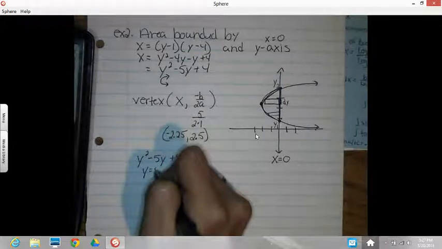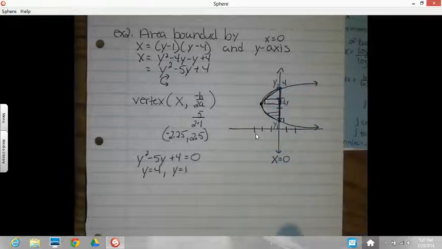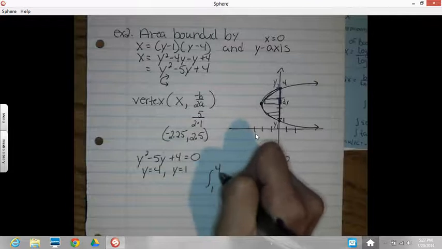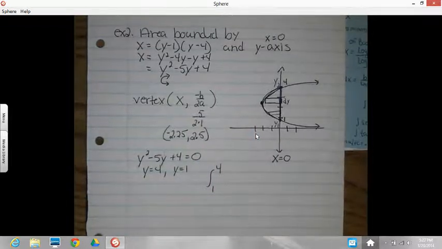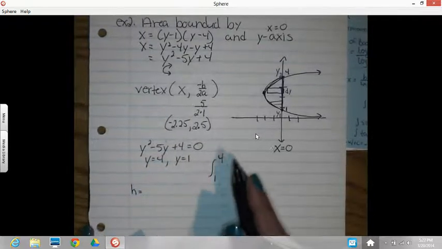It is crossing up at 4. This is crossing at positive 1. So my integral then will go from 1 to 4. Now my height. Remember I just told you when they're laying down, it's right minus left.